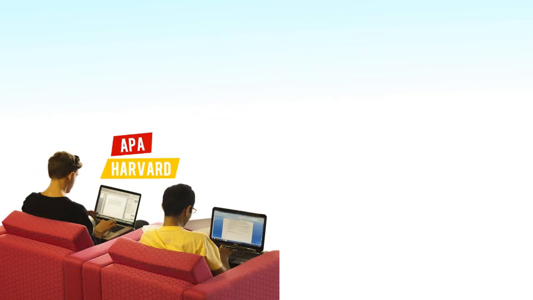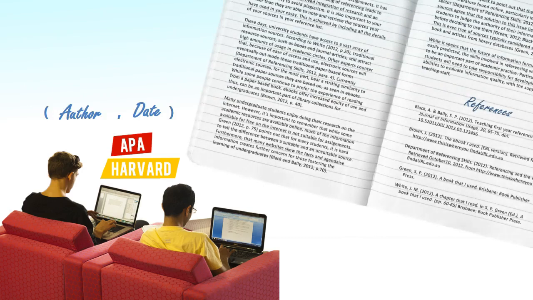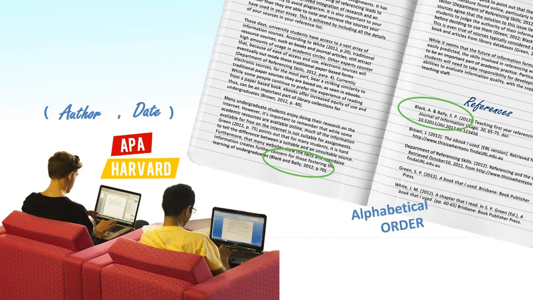Both APA and Harvard are author date systems. This is because you use the in-text citation of the author's last name and the date to find the full reference in the reference list. There are many different ways you can cite in text. For example, you may like to use the author's name as part of the sentence. You may need to also use a page number to show exactly where you found your information. The reference list is ordered alphabetically by the author's family name.